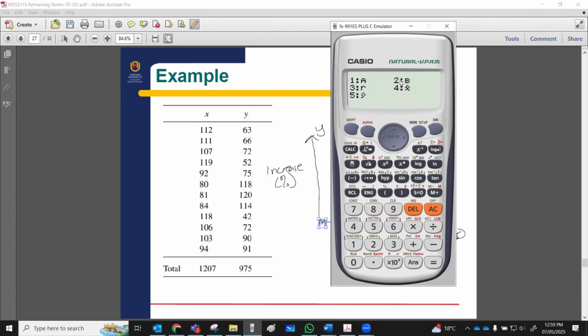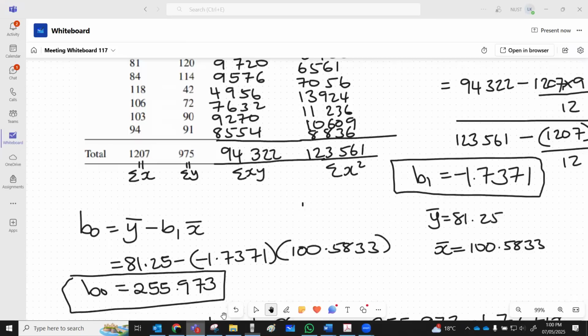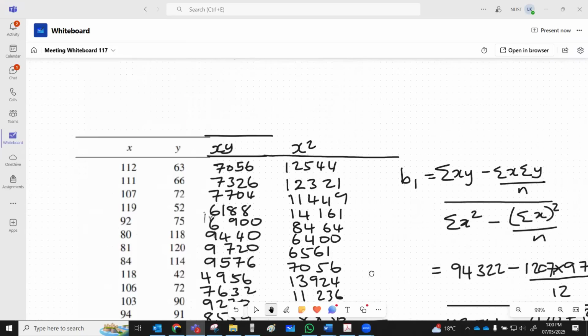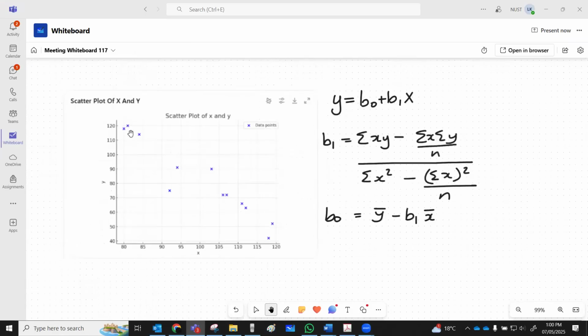And then again, stat number 5. If we want our B here, B is the B1. Press number 2, and there it is, negative 1.7370. And then we can also work out our correlation coefficient. Number 5. This is 3. Okay. And there it is. So you can see there is a high negative correlation. So when we looked at our graph, where was it? Our scatter plot. This was our scatter plot. You can see you can almost draw a perfect line there. There is a high negative correlation.